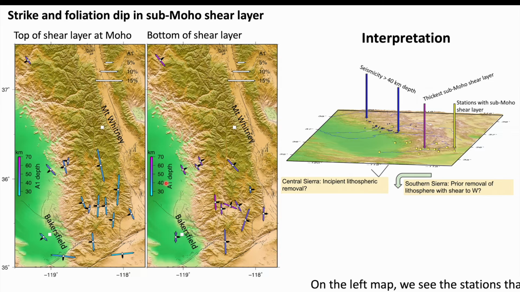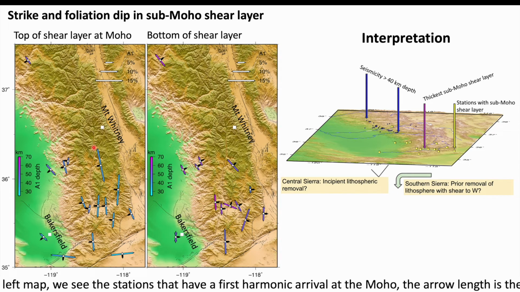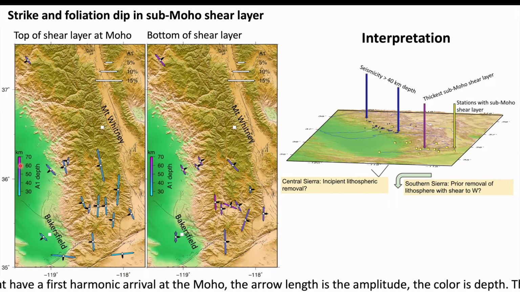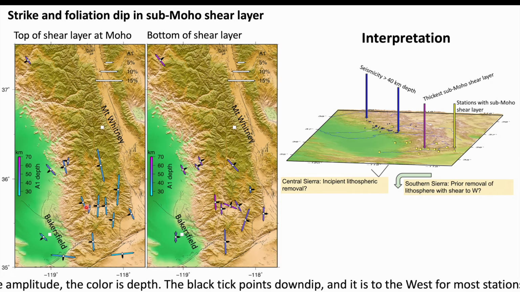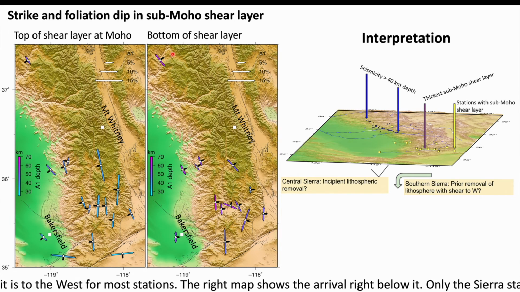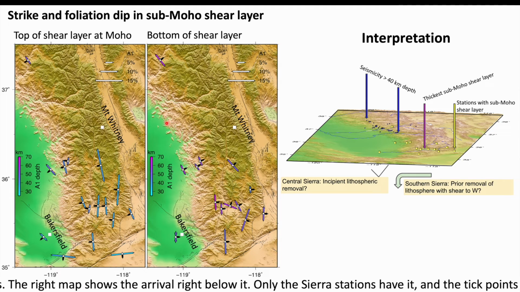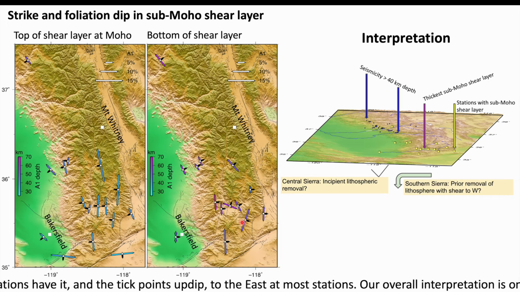On the left map, we see the stations that have a first harmonic arrival at the Moho. The arrow length is the amplitude. The color is depth. The black tick points down dip, and it is to the west for most stations. The right map shows the arrival right below it. Only the Sierra stations have it, and the tick points up dip to the east at most stations.